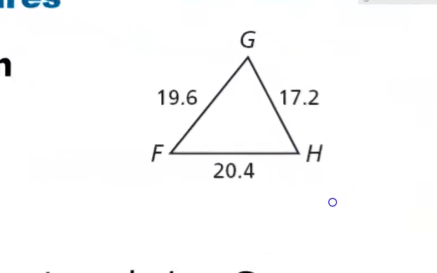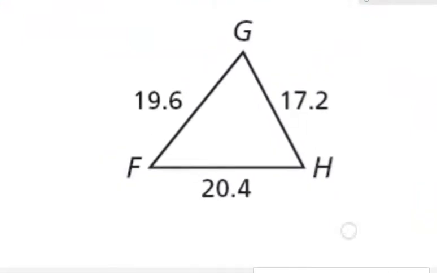So we're going to write these angles in order. We only have the sides here. So our smallest side is right here. We're going to look at the angle across from it. So think of it as a door. This door is not open as much. So angle F is my smallest angle.